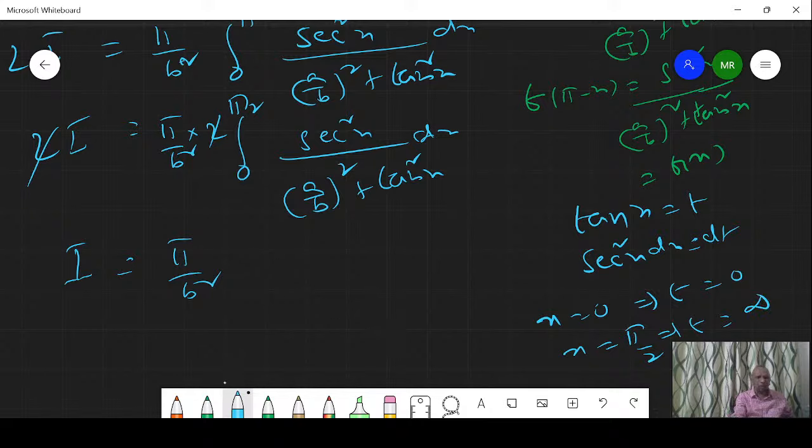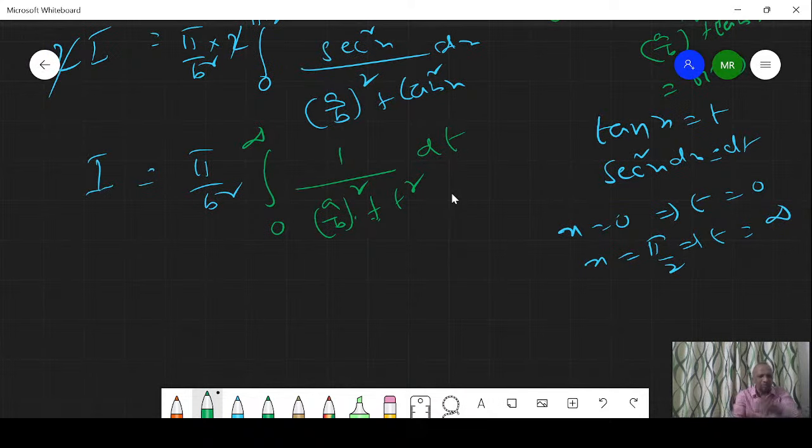So after changing that, the problem will become the integral from 0 to infinity of 1 by a by b whole square plus t square dt, because secant square x dx will be dt. We know this is of the form a square plus x square. This is a by b whole square plus t square. We know the formula for 1 by a square plus x square, from 0 to infinity.